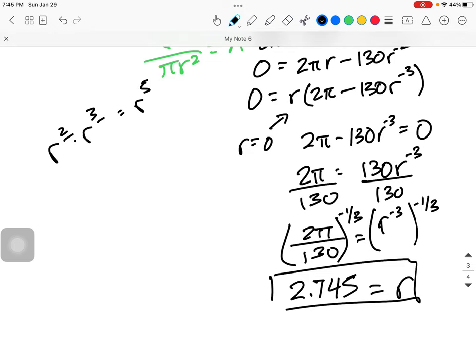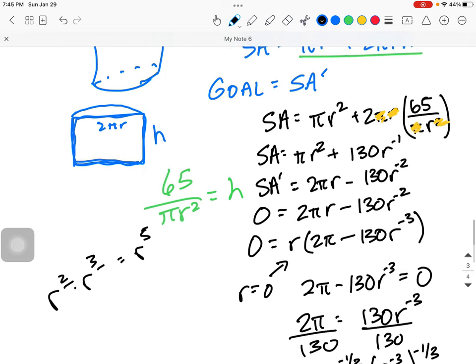So I'm going to stop recording. I think that's the right answer. We could verify that it's a minimum by checking the signs. I'm going to verify that that is a legit answer, but for sure the process is right.